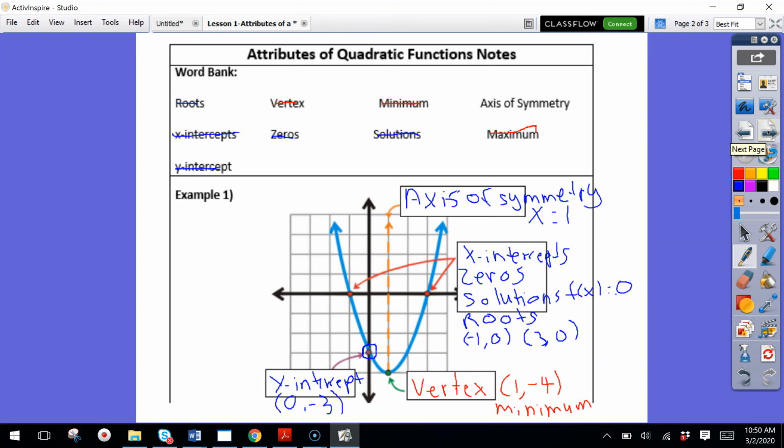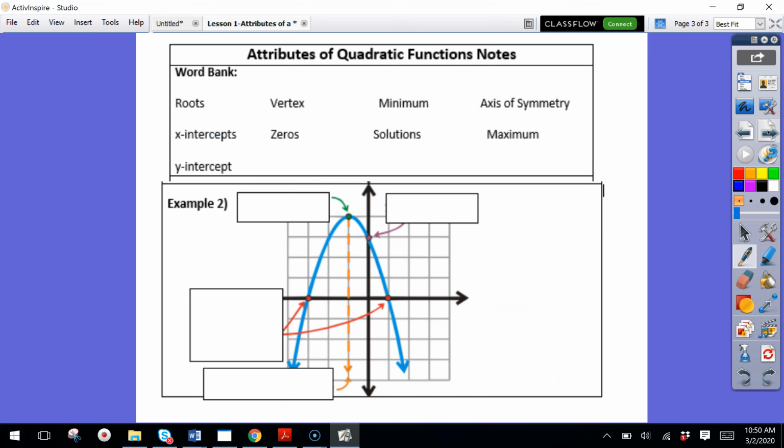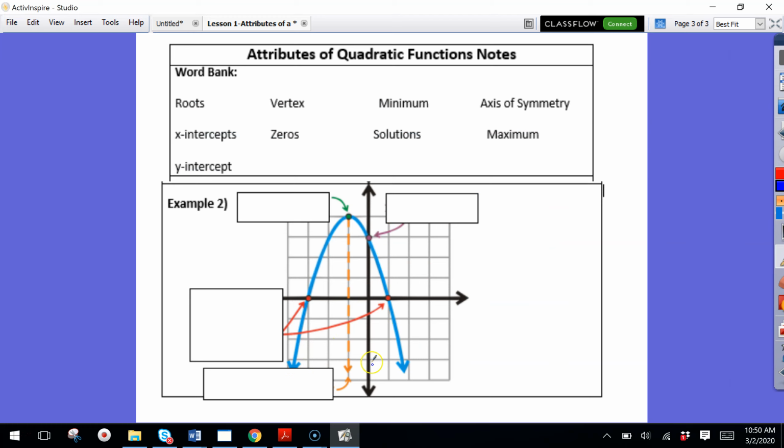All right, so for the next example, I would like you to pause the video and try to do it on your own. We're going to do the same thing, but this time this parabola is going down, and we're going to label everything and find what they are. Again, we're going to start with the y-intercept, which is right here. This point is going to be (0, 3).